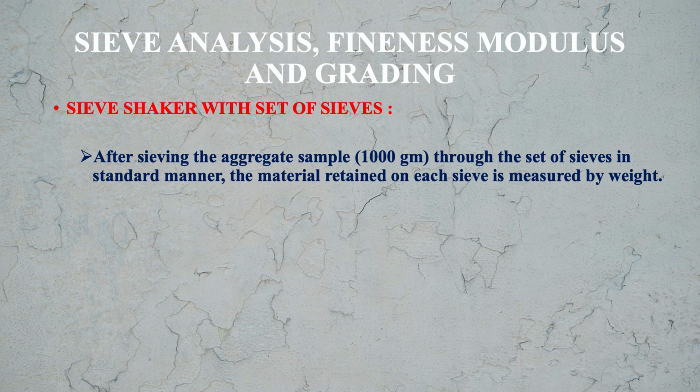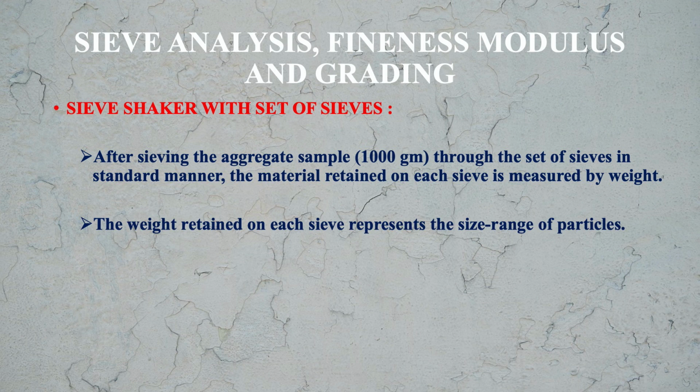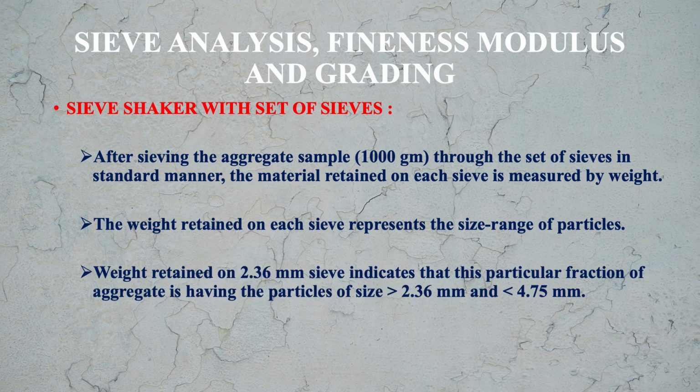After sieving the aggregate sample, let us take that we are taking the 1 kg of the sample through the set of sieves in standard manner. The material retained on each sieve is measured by weight. The weight retained on each sieve represents the size range of particles. For example, weight retained on 2.36 mm sieve indicates that this particular fraction of aggregate is having the particle sizes more than 2.36 and less than 4.75 mm. So this is the meaning.